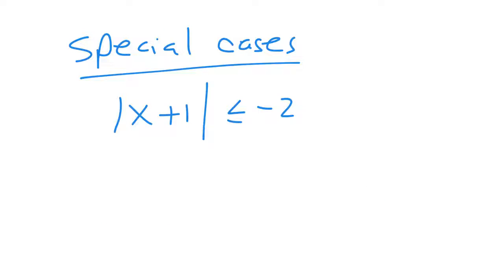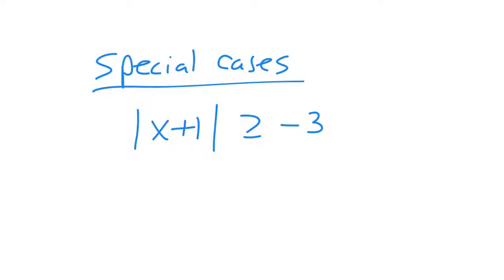Okay, we're going to take about 2.5 seconds on this one because, again, even though we have an inequality here, the absolute value is always a positive value, and a positive value is never going to be less than or equal to a negative value. So what are the solutions to this one? There are no solutions.